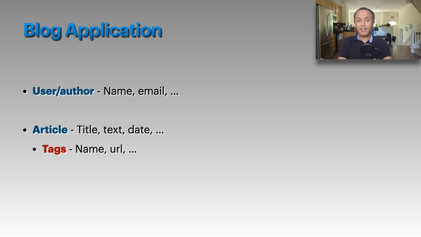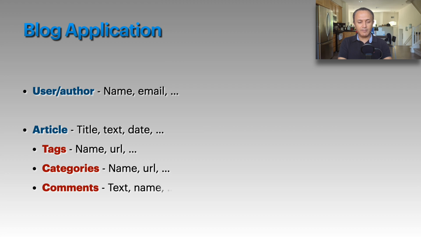It may have tags under each article. So a tag would have a name and a URL. Same thing for categories. There might be comments. So each comment would have the text of the comment and the name of the person who posted that comment and so forth. So having that kind of knowledge will guide us to how the data would be represented and so on. So with that, we need to create something called a schema map.